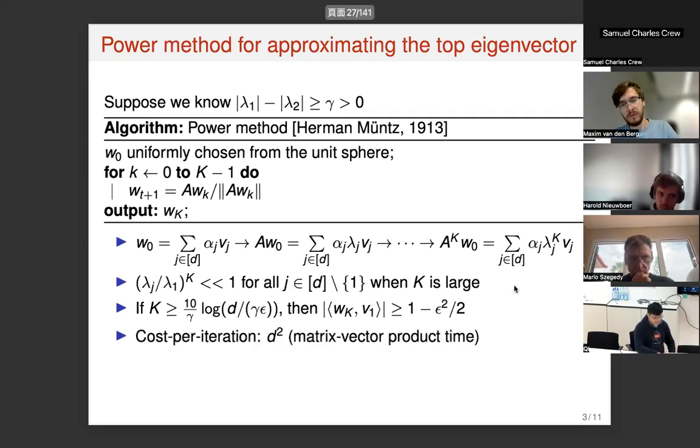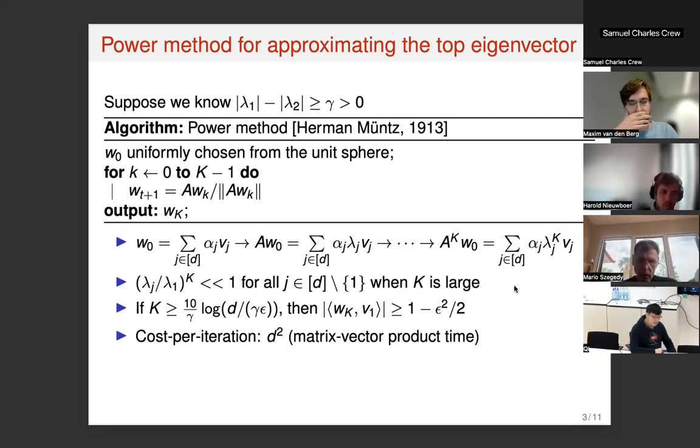Okay. And now, why the power method? Yeah, so why the power method? Like what I said, we don't want to pay the matrix multiplication time. If you look at the power method carefully, you can see that for each iteration, we only do a matrix-vector multiplication, and the cost per iteration will be just this, d squared. That's the main reason why people like to use the power method.